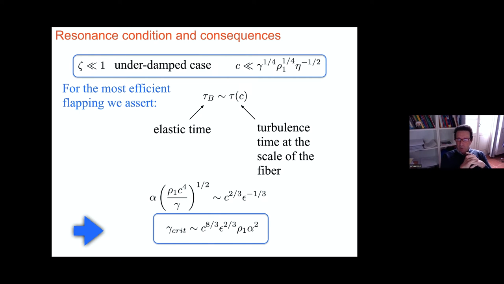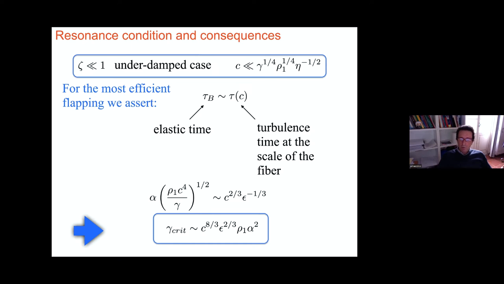Okay, so if you do this balance, the balance is written here, alpha. Sorry, but I don't have the pointer, so I cannot indicate where I'm speaking. So alpha times the square root of something that has to be of the same order of magnitude as tau C, and you can solve this algebraic relationship, and you arrive at gamma crit, the critical value of gamma for the flapping to occur. This is the meaning of this condition.